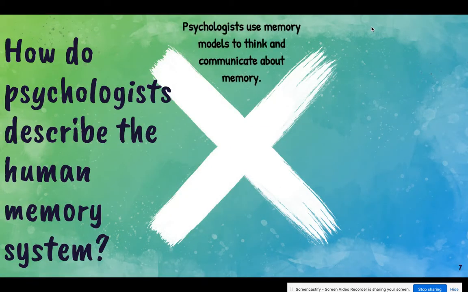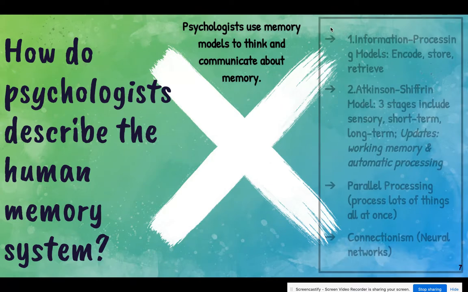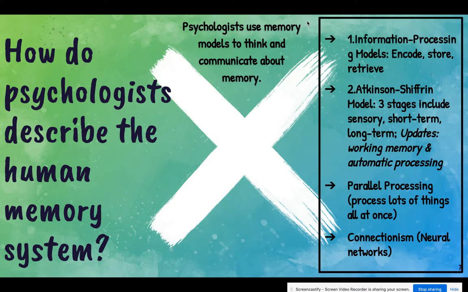So first of all, psychologists use memory models to try to think and communicate about memory. This is all very confusing, right? So we're trying to explain something that's in your mind by getting you to learn things that we need you to put in your mind, okay? So that whole metacognition, that whole thinking about your thinking can be very challenging. So what are the models that psychologists use?